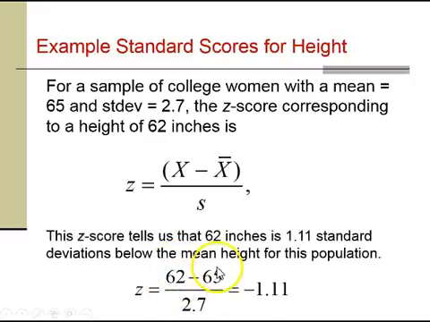Here was her height. Here is the mean for the larger sample and the standard deviation. And so we can see that a woman who is 62 inches tall is a little more than one standard deviation below the mean. But does it tell us whether or not she's significantly shorter than the rest of the college women population? Well, we'd have to take another step to figure that out.